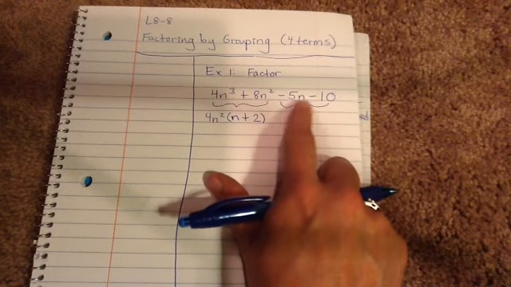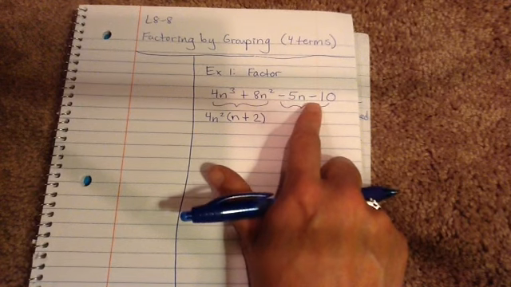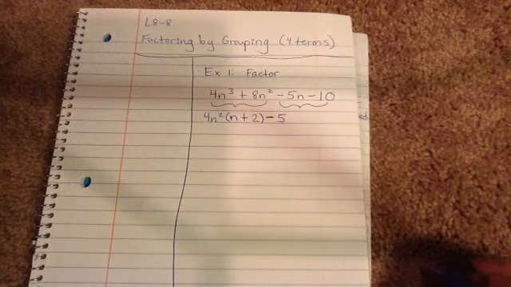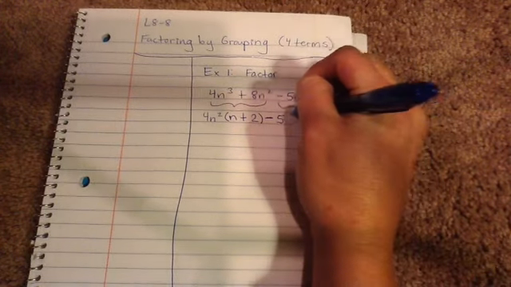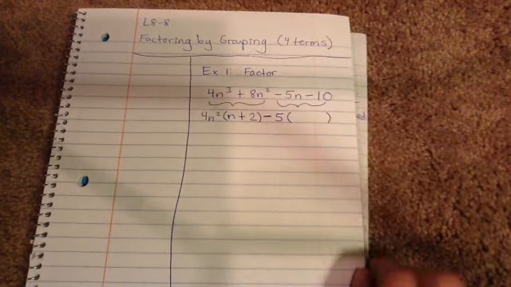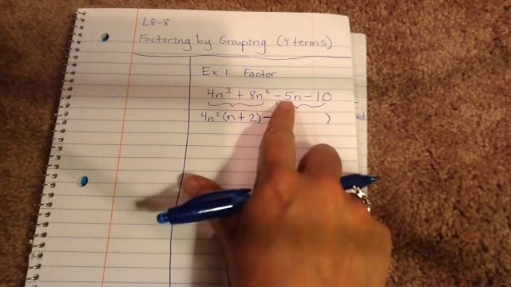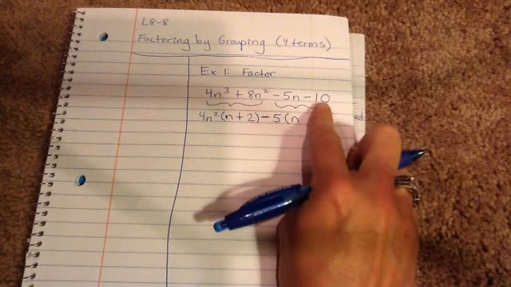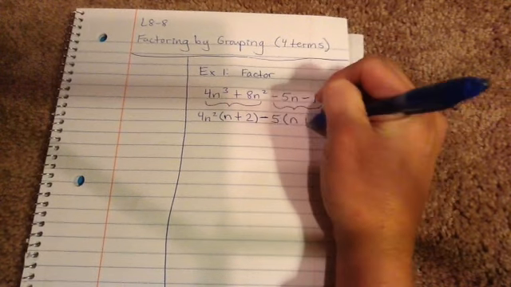So I look at the greatest common factor, and the greatest common factor is -5. So that comes out to the front like that. Now I divide it back in, and whatever goes into the parentheses. So -5 goes into -5 once with an n. -5 goes into -10 twice, so it's a +2.